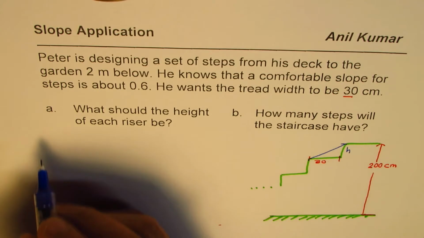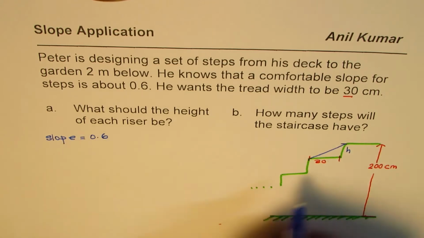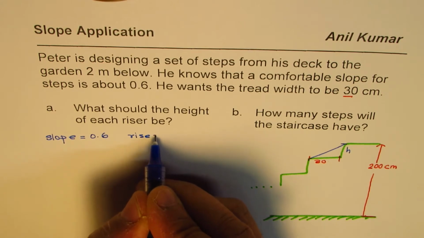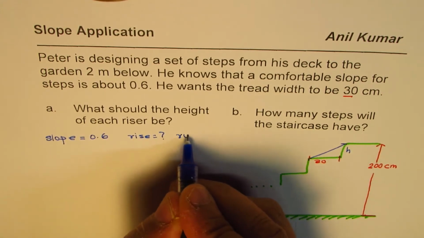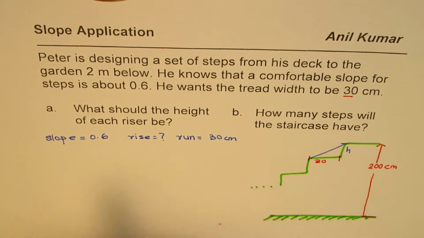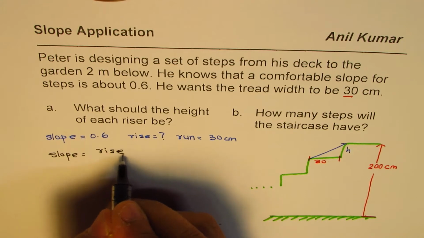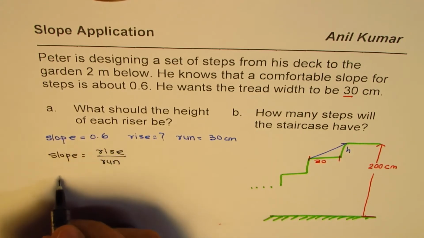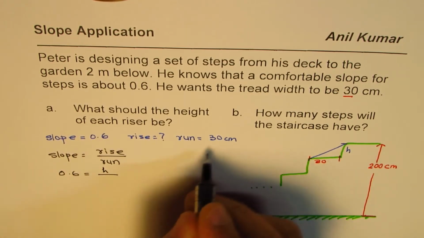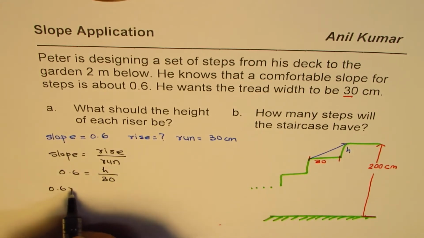So we know the slope. We are given slope equals 0.6. And what we really want to find is the rise. And we know what the run is. Run is 30 centimeters. Correct? So we know slope is the ratio of rise to run. Slope is 0.6. Rise for us we don't know, let's say h. Run is 30 centimeters. So from here we can find what h is. That is 0.6 times 30.